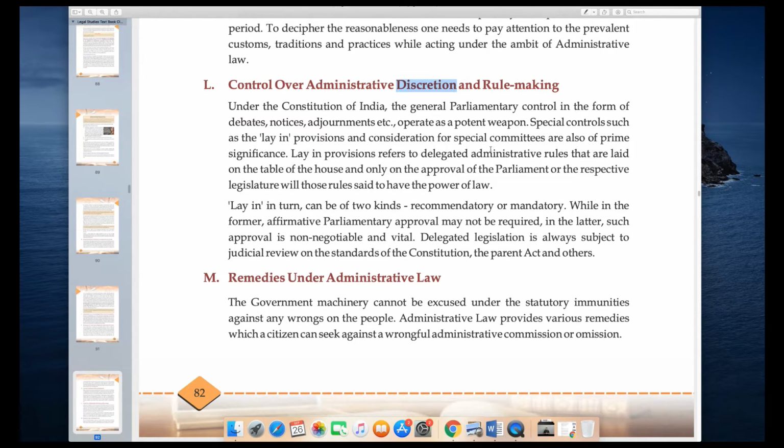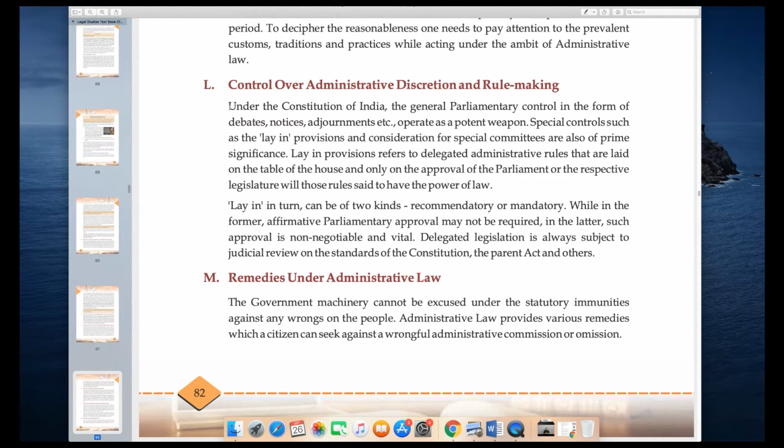Now you understood control over administrative discretion and rule making. Such power of course is given, but it is also not unfettered. Keep in mind, those officers have this power, but it is under the purview of the authority, and it can be reviewed, and can be taken back if it is unreasonable. So that is discretion.